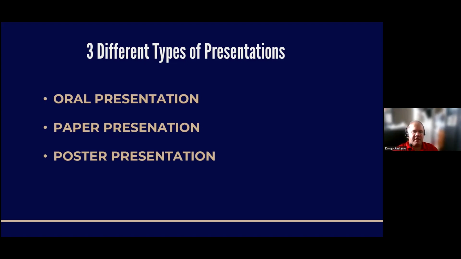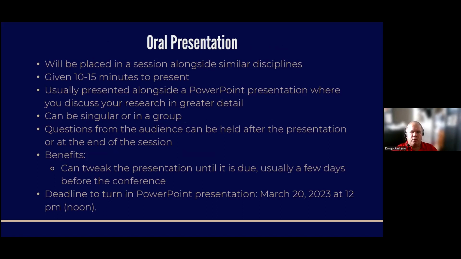So we'll start by talking about oral presentations. So the way that this is going to happen is that we're going to take papers that are similar in discipline, in subject matter, etc., and put them all in a similar panel. There will be 3 to 4 papers per panel. And that means that each paper will have between 10 to 15 minutes to present. In these oral presentations, it's common to have some sort of PowerPoint where you discuss your research with bullet points, etc.